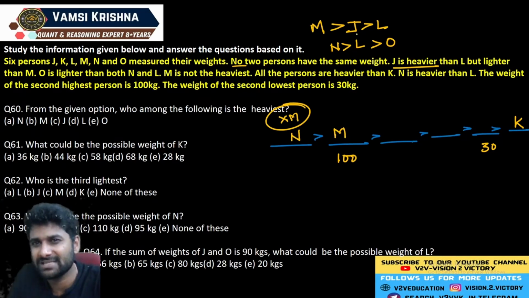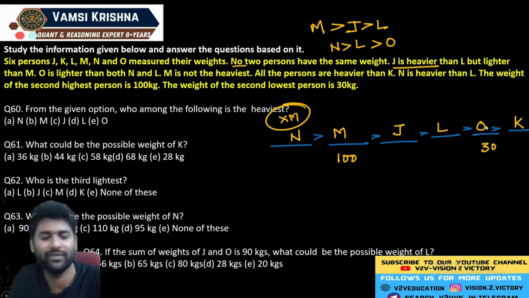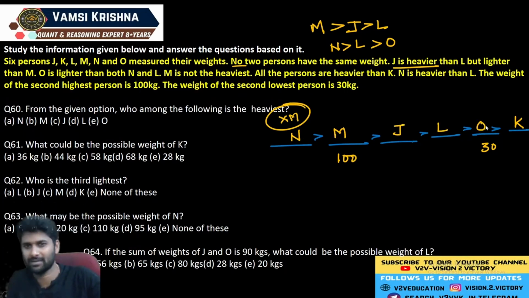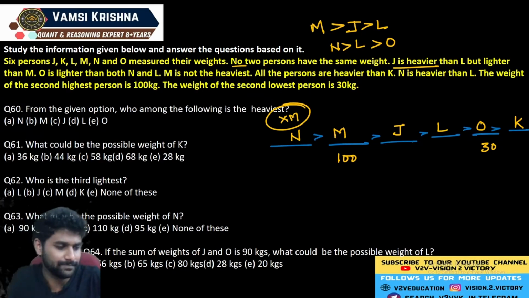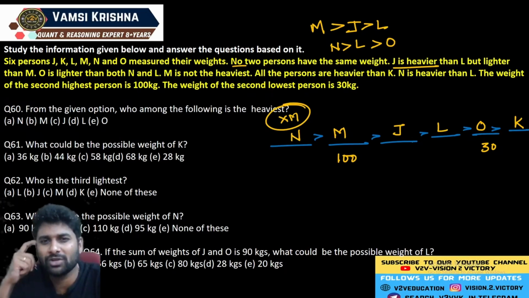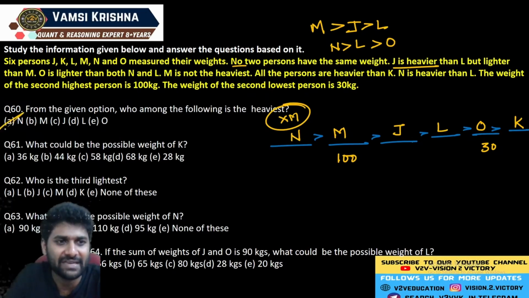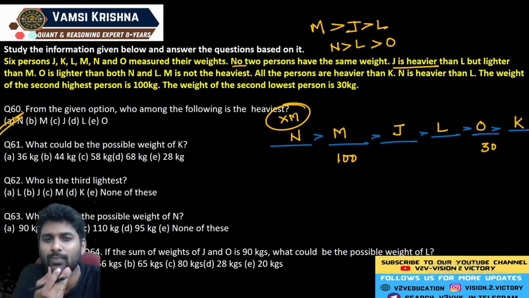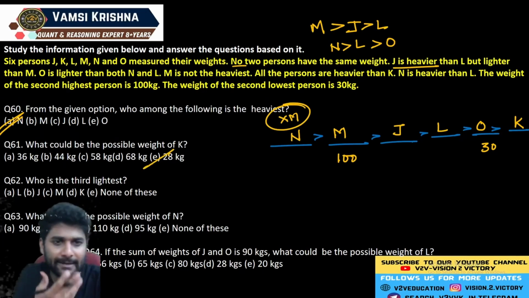Now according to the order, J is greater than L, and M is greater than J. So definitely this is J, and definitely this is L and this is O. We will get all this data. Go through the question here. From the given options, who among the following is heaviest? N is the heaviest. What could be the possible weight of K? Less than 30, so 28 is a possible weight.